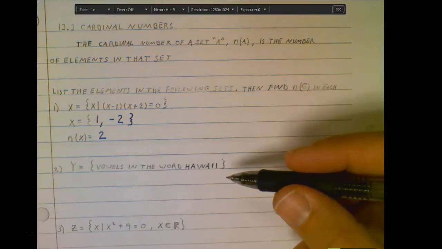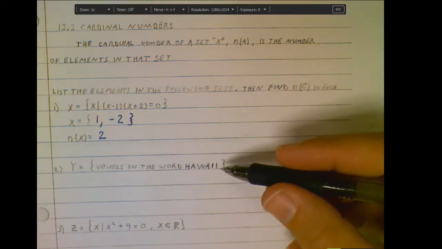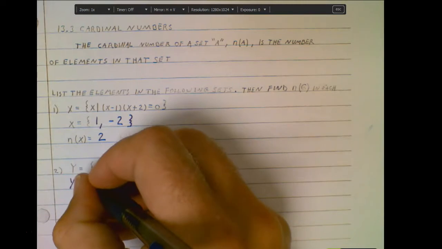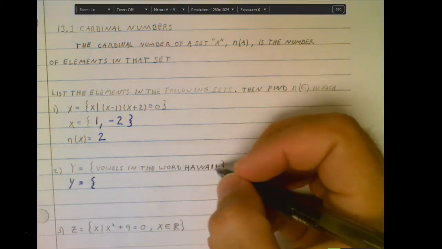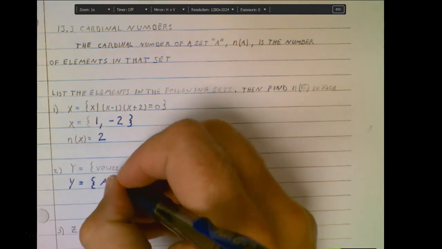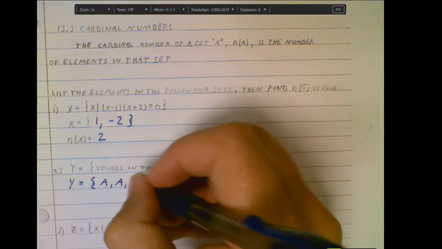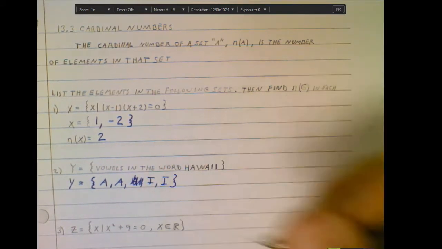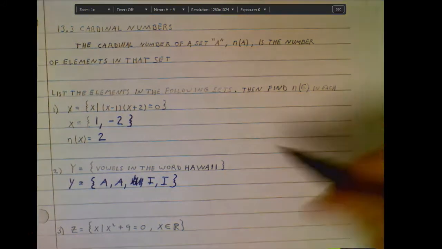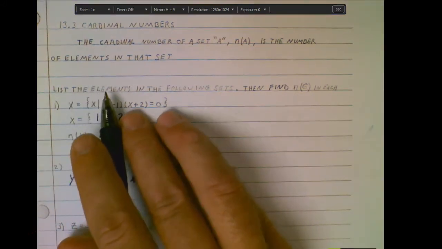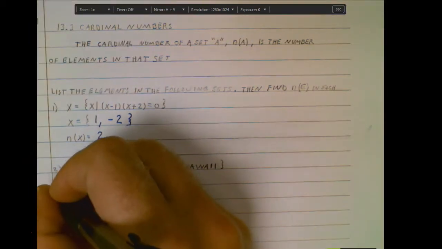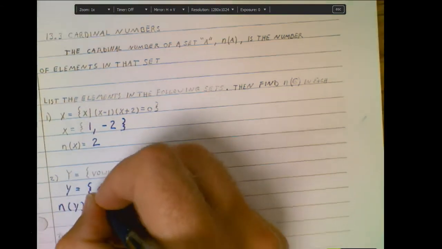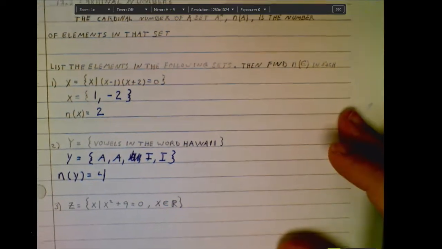So again, if we were to do that, say with the vowels in the word Hawaii, that's the description of the set. Well, if we were to list the specifics, list the vowels: A, I, and I. So these would be the specific elements within the set. Oops, a little too many A's right there. So right there we listed the specific elements. So that's the response to the first part where it says list the elements. The second part then is the number of elements that are in the set. And we can see that there are 4 elements within that set.